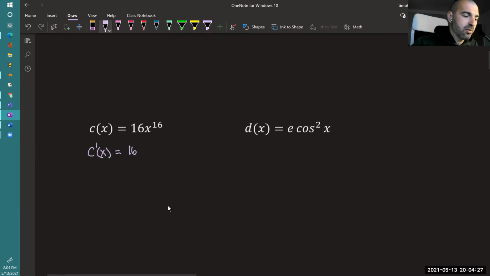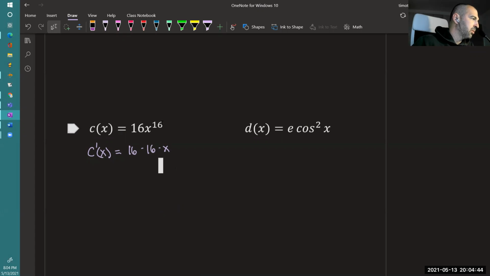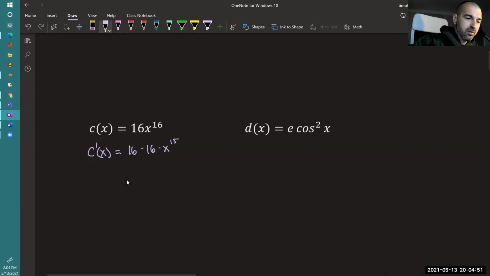16 because of the constant multiple rule, times another 16 because of the power rule, times x to the, what do we do with this 16? We're going to lower it by 1 according to the power rule. Remember, you lower these guys by 1. All right, so it's 15.